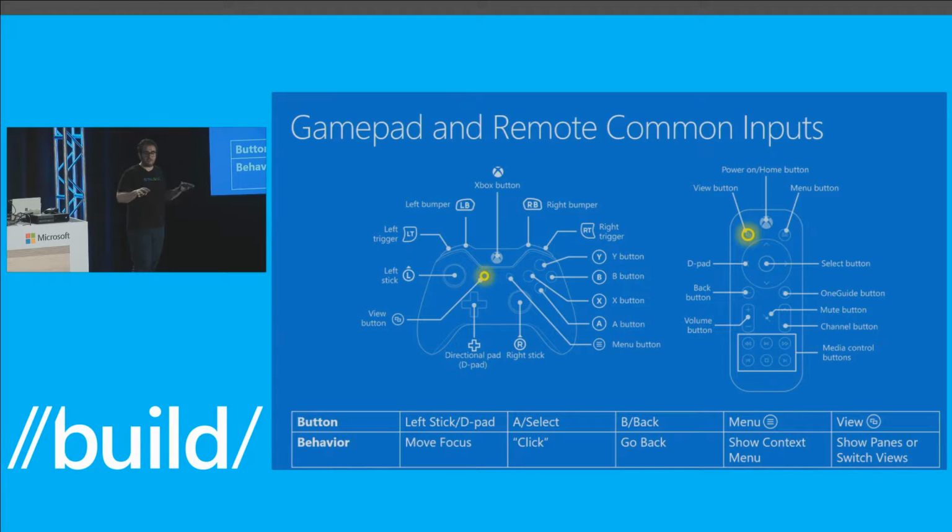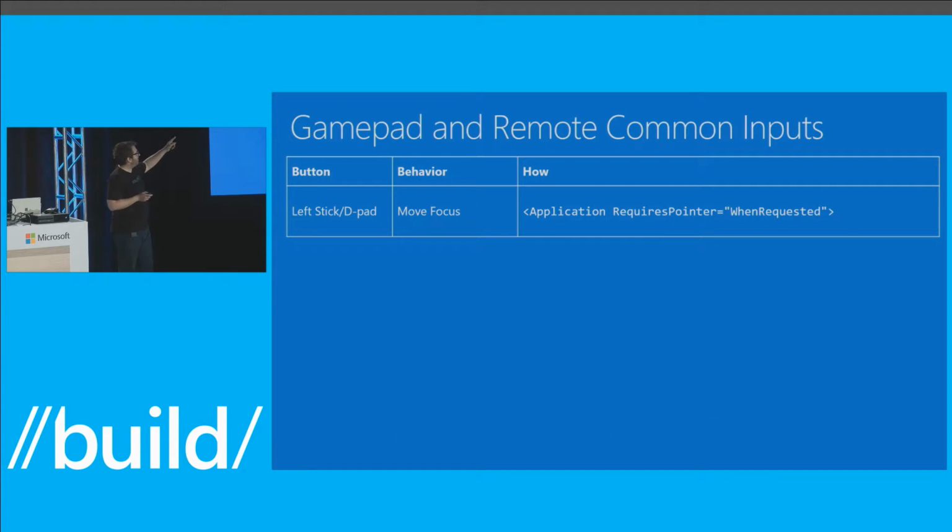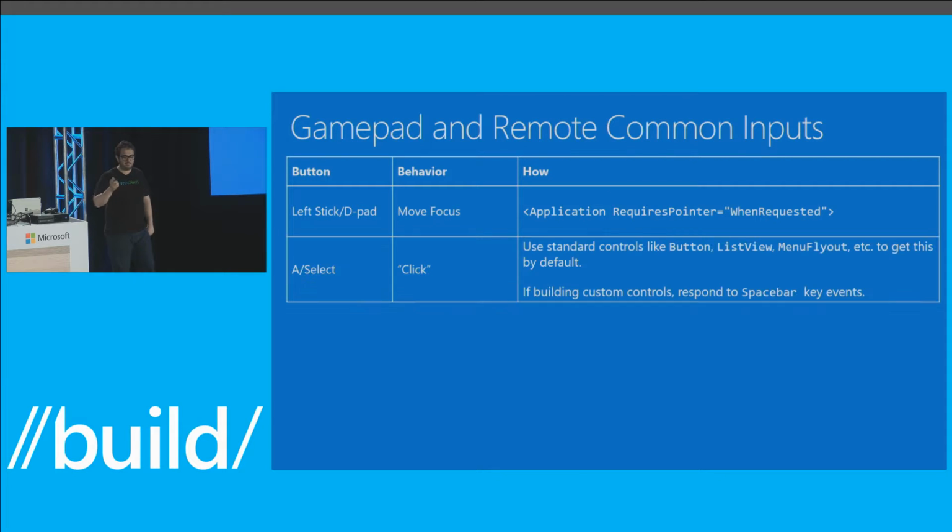So these are the core inputs that exist across both the remote and the gamepad, the ones that are displayed here, that you really want to make sure to support in your app. And it turns out, if you're just building a good UWP app, it's practically free to do so. We talked about how to turn on XY focus. That'll get you the right behavior there.